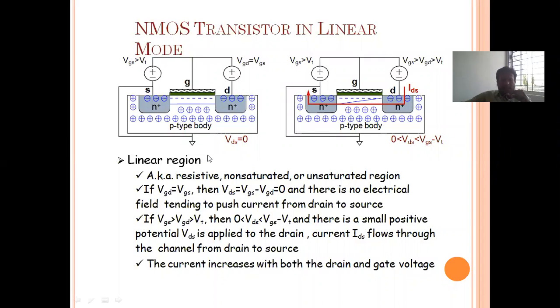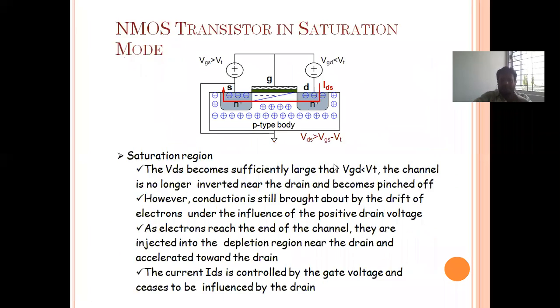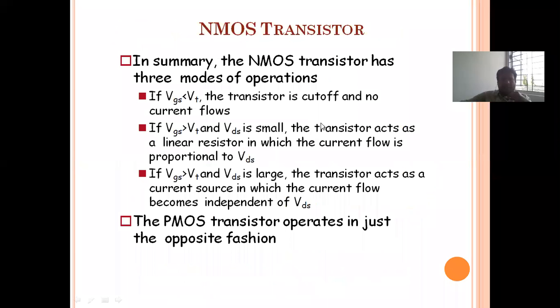The current increases with both the drain and gate voltage. So this mode is called linear, or non-saturation. With this summary, you can easily understand.